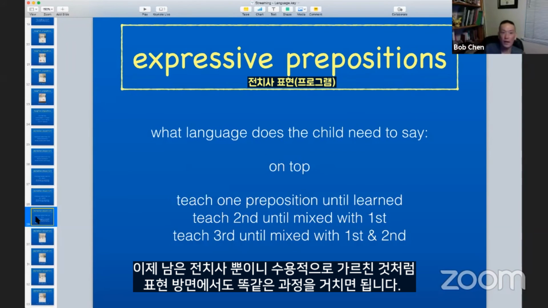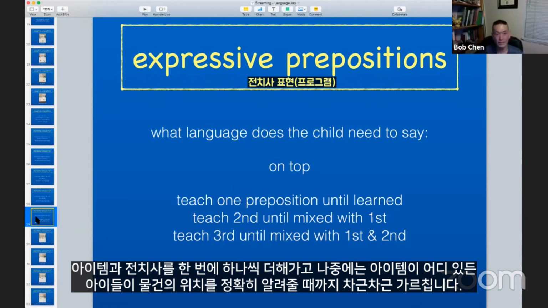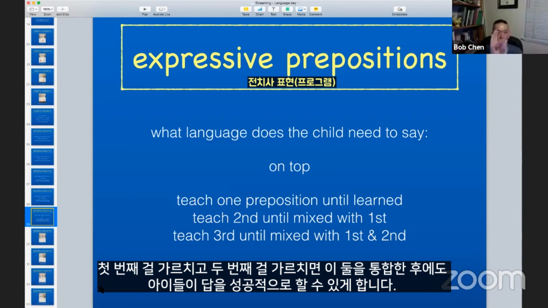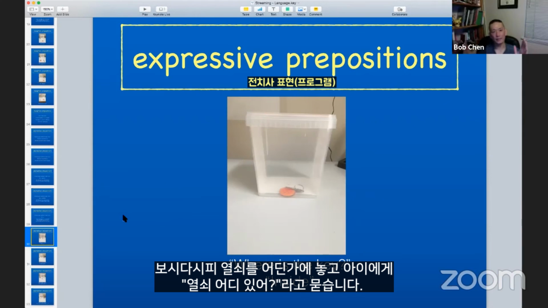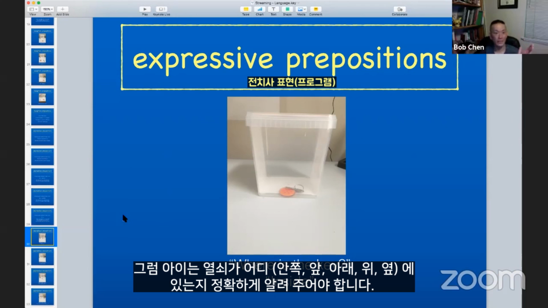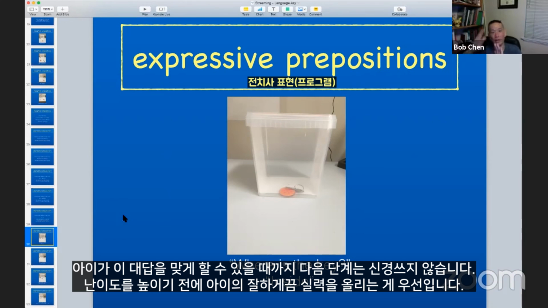And so just like we taught it receptively, we do the same thing expressively, which is we teach one item, one prepositional phrase at a time until I can put the item anywhere and they can accurately tell me the prepositional location of that item. So we teach the first one, we teach a second one, we mix the two, they can do it successfully. We teach a third one, we mix it all together, they can do all those fine, and we just systematically teach every preposition phrase until they can clearly say it. Here it is. We put the key someplace, and then we ask the child, where's the key? And they have to tell us accurately where the key is, whether it's inside, in front, under, on top, next to. And until they can do that, we don't worry about the next layer.